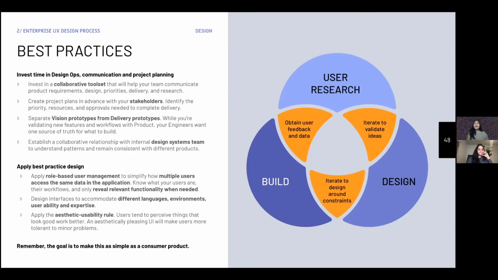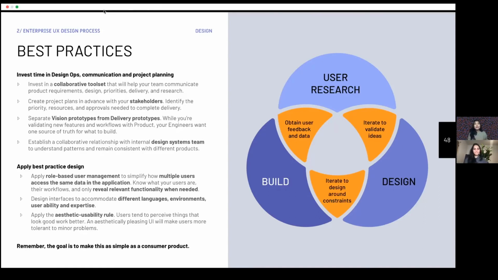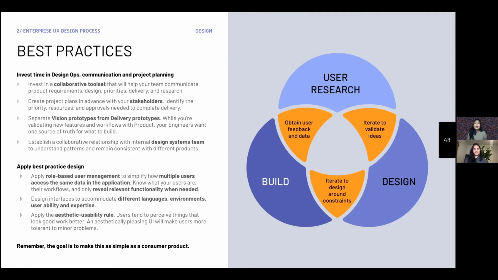Now, I also highly recommend, this is the best practice in UX in general, separating your vision prototypes, which could be quite heavy, from your delivery prototypes. You are validating new features, workflows, and design solutions with your product partners, but your engineers only want one source of truth for what to build. So just make sure you completely keep that separate so that nobody gets confused.